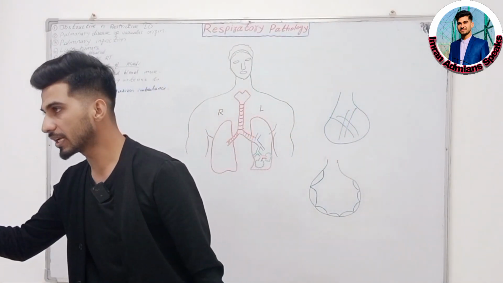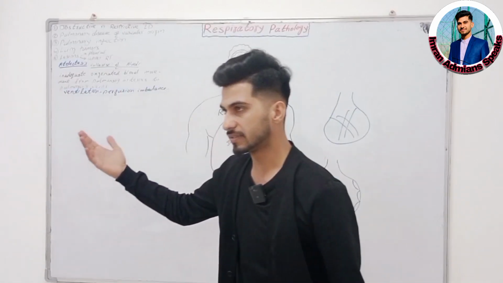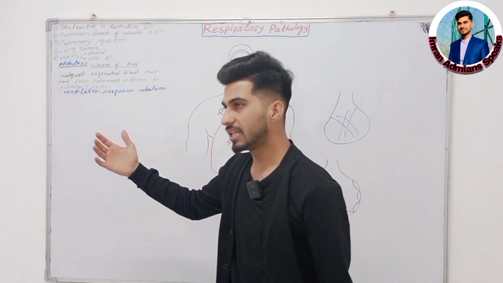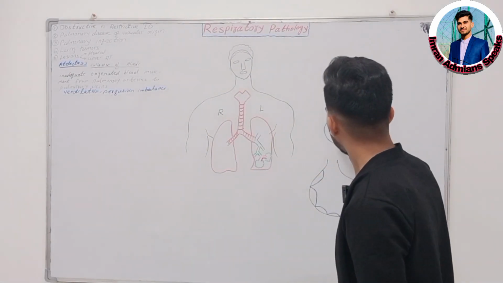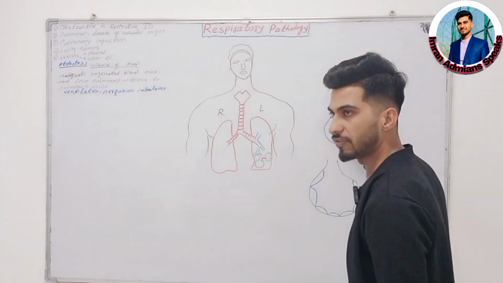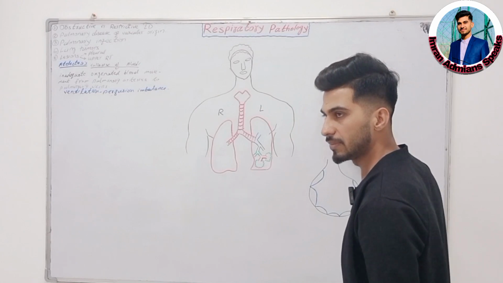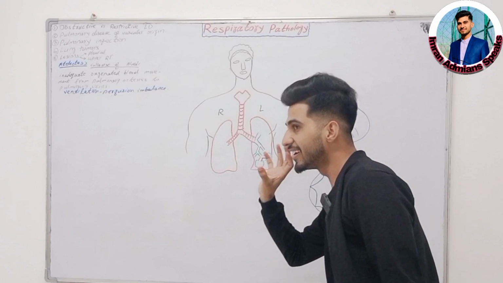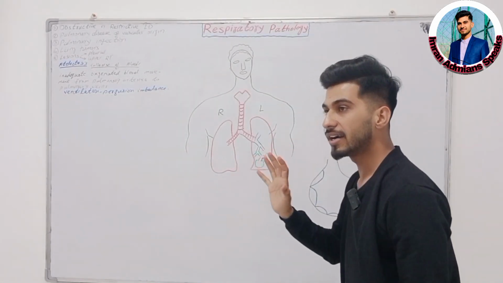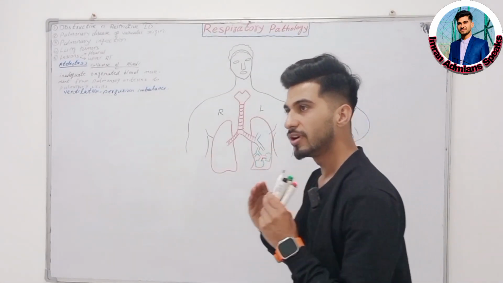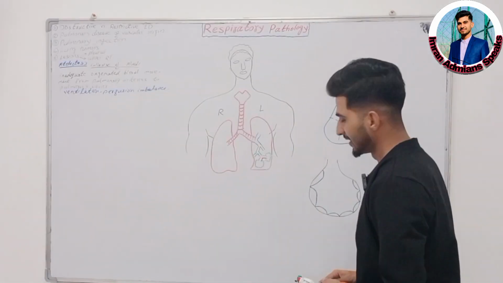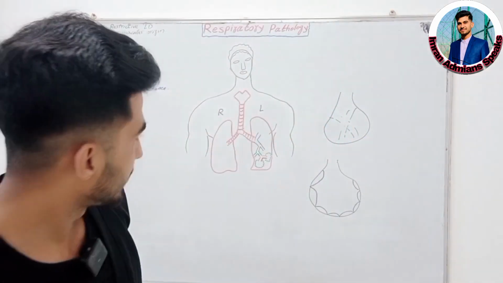Yes, it is a pathological condition due to any disease like chronic bronchitis. Then there will be damage of these elastic fibers, and when there is damage of these elastic fibers, the alveoli will not recoil and not force the air to move outside. Okay, clear? Good. Now next.